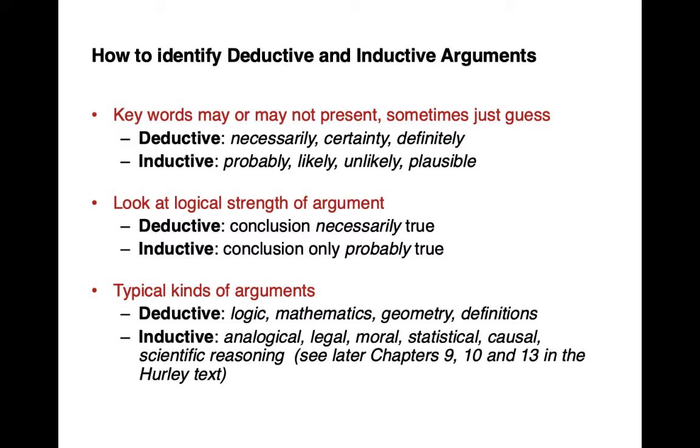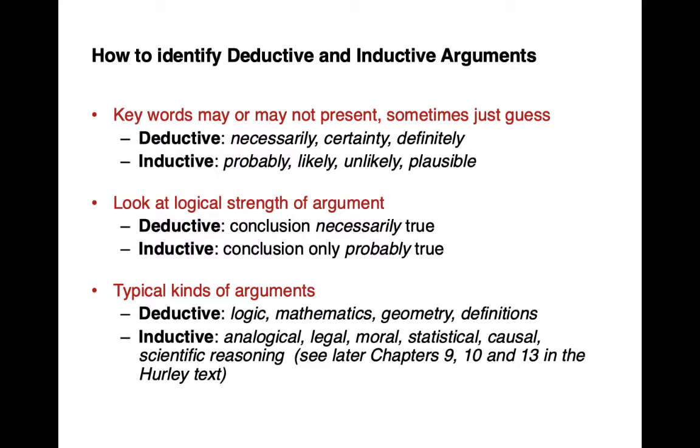People are struggling with this on quizzes. Let me say a little bit more. How do you identify deductive and inductive arguments? Look for keywords. They may or may not be there. And sometimes you have to just guess whether the conclusion is meant to be necessarily true or probably true. In a deductive argument, you'll see words like necessarily, certainly, definitely. In an inductive argument, you'll see something like probably, likely, unlikely, plausible.